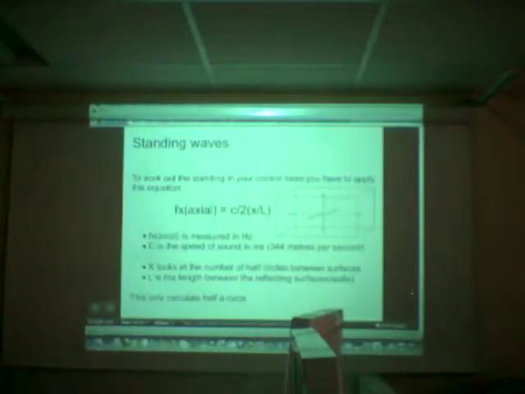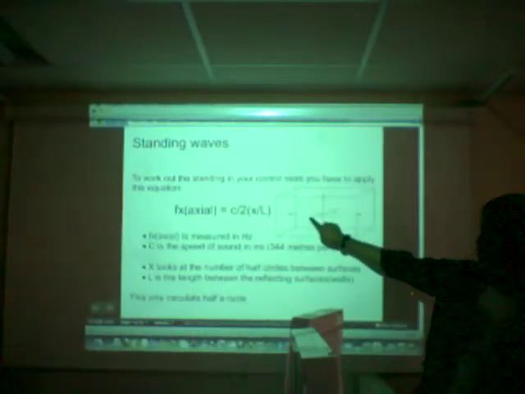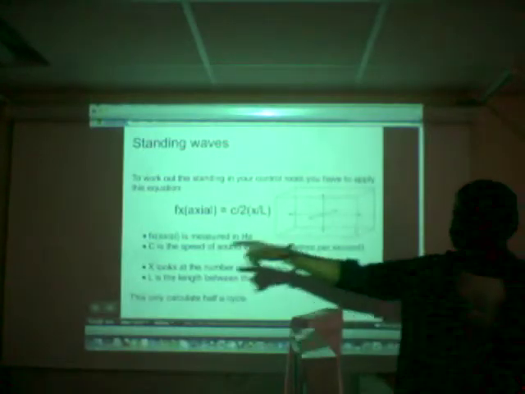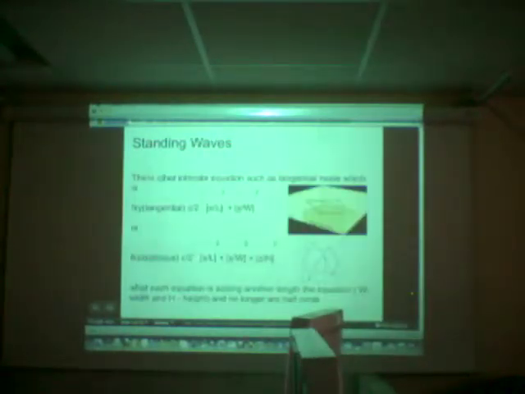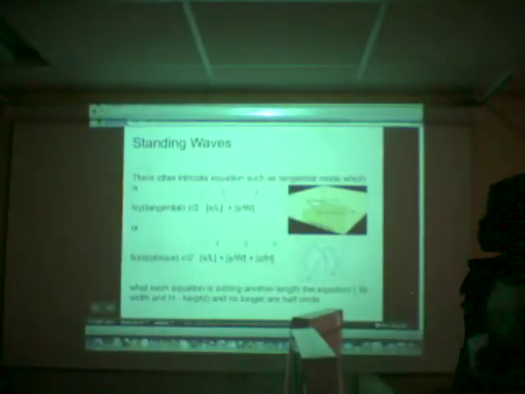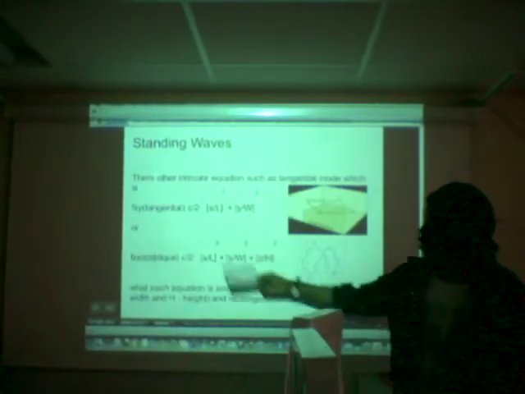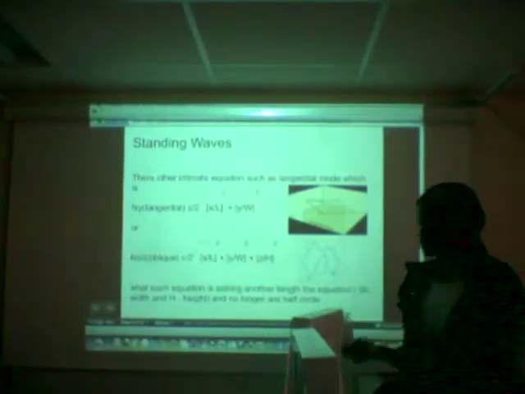X is the number of half cycles between surfaces. So as you can tell, where the lines are, that represents half a cycle. This equation will only work out this half cycle, so from that side to that side, the half cycle, from there to there. There are other integrated equations, such as tangential mode, which is F(xy) tangential, C over 2 square root, you can tell that, can't really describe it because it's gone a bit weird. But this will take into consideration the length and the width of your room. Oblique will also take into consideration the length, the width, and the height. And this will not only calculate the half cycle, it will calculate the whole full cycle of your standing wave.